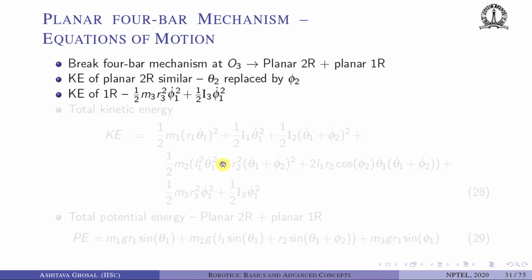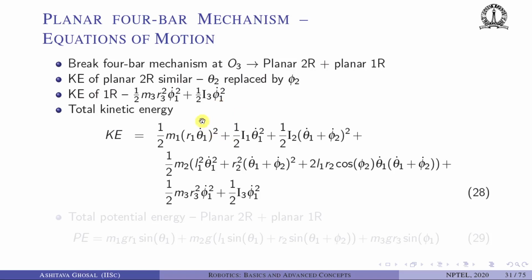It is the same formula as what we derived for planar 2R, except now theta 2 is replaced by phi 2. The kinetic energy of the 1R is nothing but 1 by 3 M R3 square into phi 1 dot square, and half I3 phi 1 dot square. The rotation of the last output link, the third link, is given by phi 1. The rate of rotation is phi 1 dot. So the total kinetic energy is the kinetic energy of the first link, which we derived earlier, the kinetic energy of the second link, these two terms, and the kinetic energy of the third link. This is the third term for the 1R robot.